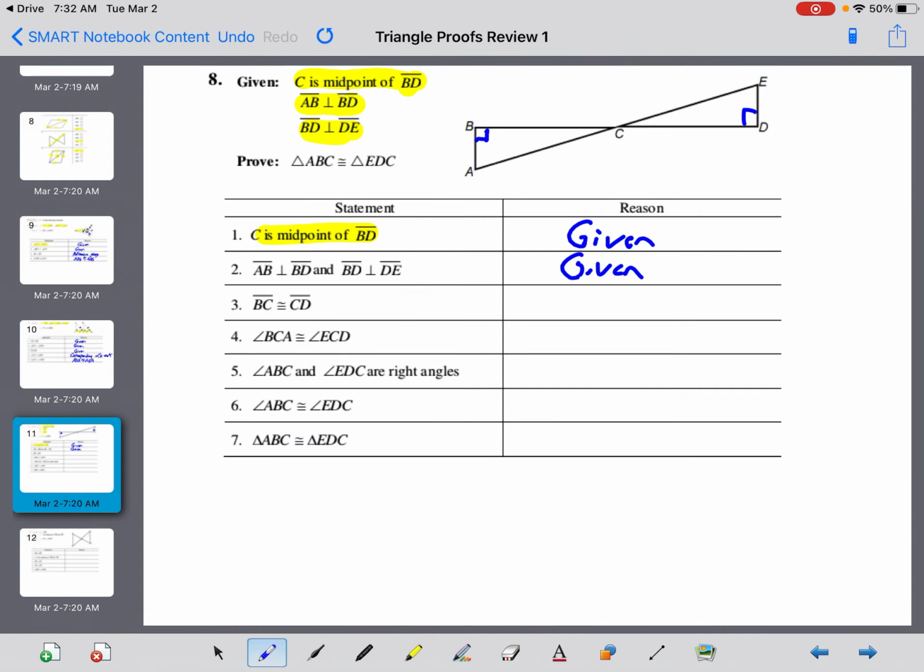Okay, your next statement says BC is congruent to CD. And that's because of this midpoint statement. So write definition of a midpoint. Okay. Then we have angle BCA being congruent to ECD, and that's your bow tie. Those are vertical angles.